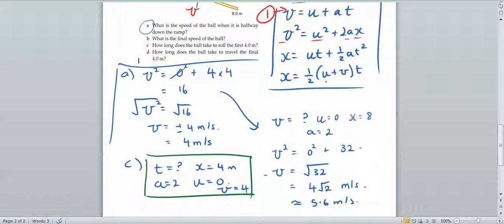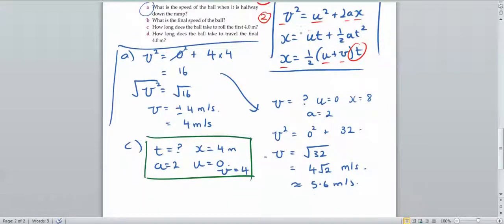We could use this one if we wanted to get the same result of t. We could use v squared. Well, this one does. Equation 2 doesn't have a time in it, and we could use perhaps this one here as well. x is equal to a half at squared. Now the initial velocity is 0, so this section is going to be equal to 0 anyway.